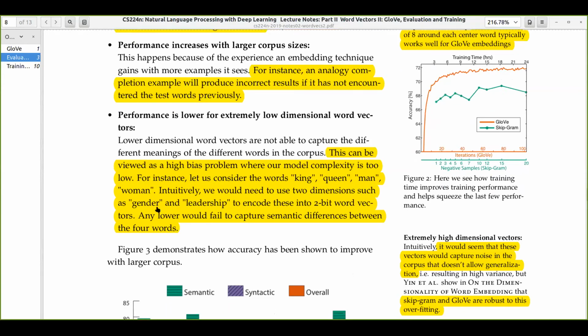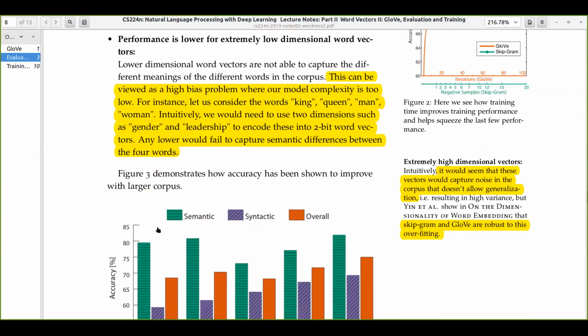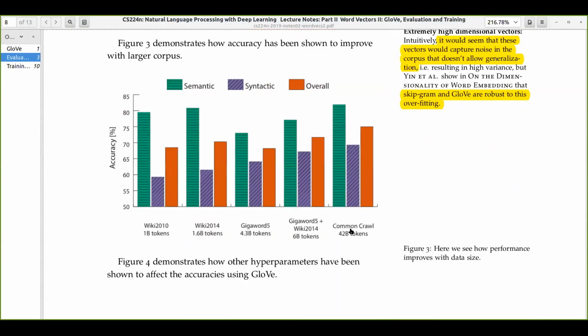This is the plot where we have different data sets. The x-axis represents the results for 5 data sets. As we go from one data set to the other, the size has increased. Here we have 1 billion tokens, whereas here we have 1.6 billion. It keeps on growing until 42 billion, and we see that every time we get some sort of improvement in the performance.